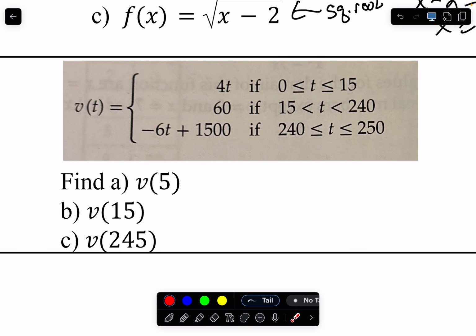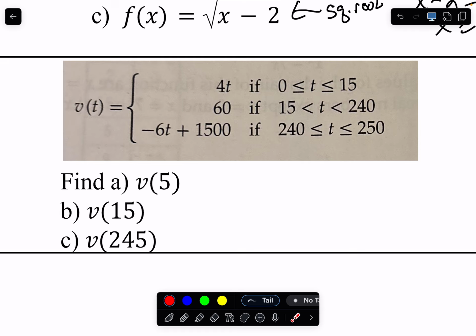Okay, so let's take a look. This function is called v of t, okay? If I input a t such that t is some value between 0 and 15, so only the numbers between 0 and 15, use the top function. So if I plug in 1, it's just 4 times 1. If I plug in 7, it's 4 times 7. So anything between 0 and 15 uses the top.